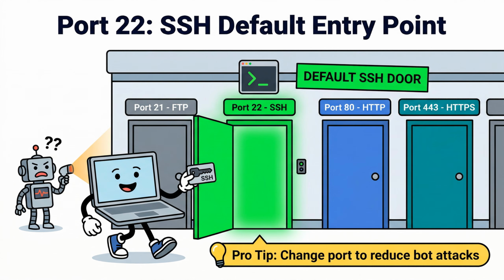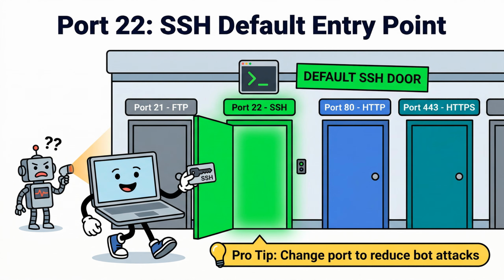Let's talk about port 22 for a second. Every SSH server listens on port 22 by default. Think of your server as a big building with thousands of doors. Those are ports. Port 22 is a specific door reserved for SSH traffic. When your client sends a connection request, it knocks on door 22. The server opens it.